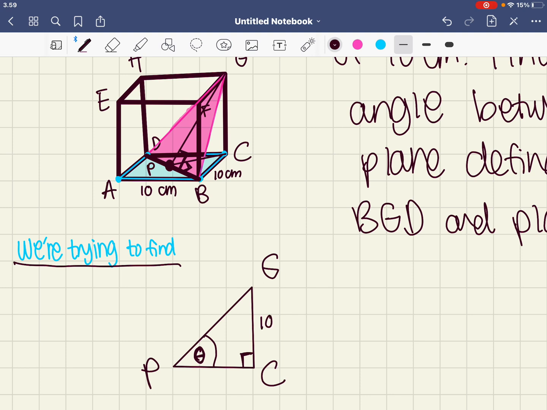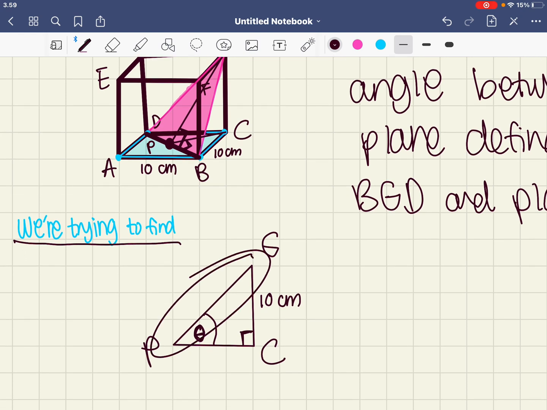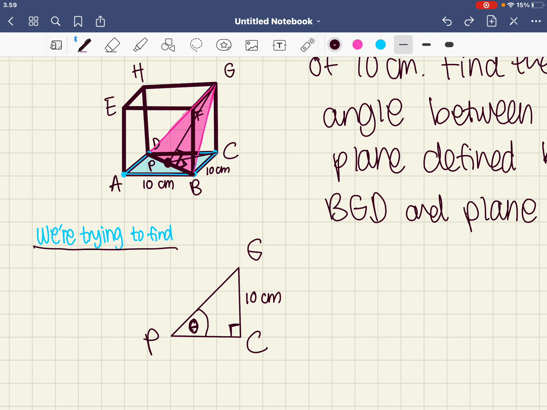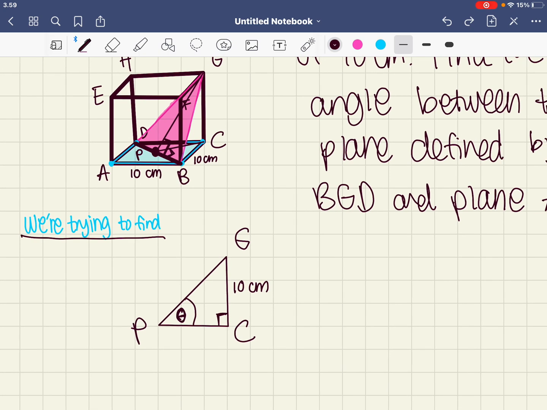We also know that a side of this is 10 centimeters. And now we need to find out just one of these, either the hypotenuse or the adjacent side here. Which one should I choose? Let's just choose PC then. It doesn't matter. You can find either one. So to find PC, I need to do this triangle here, CDB. And this is PC.